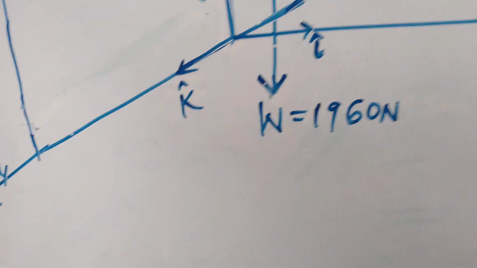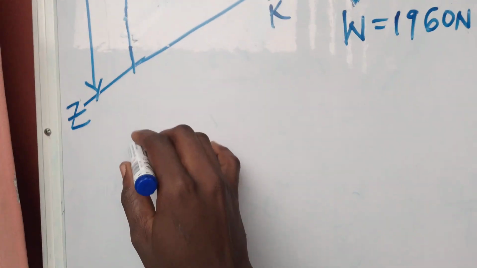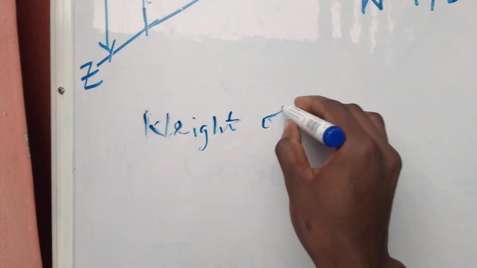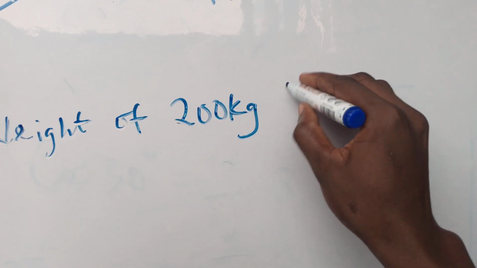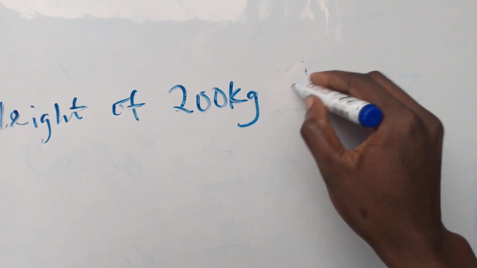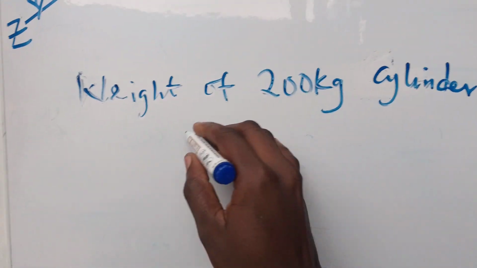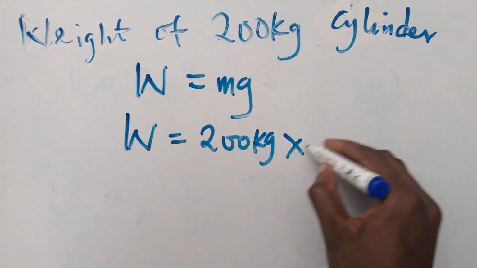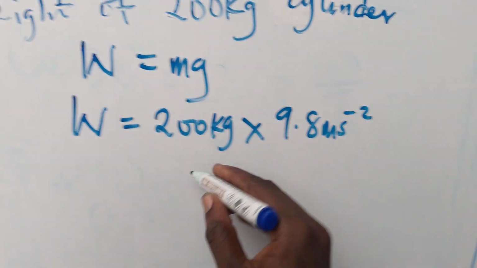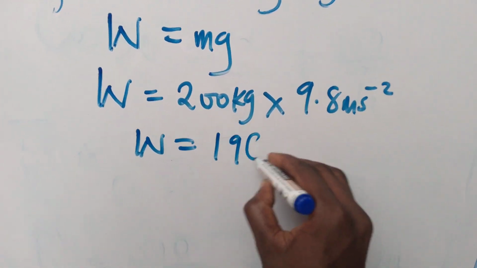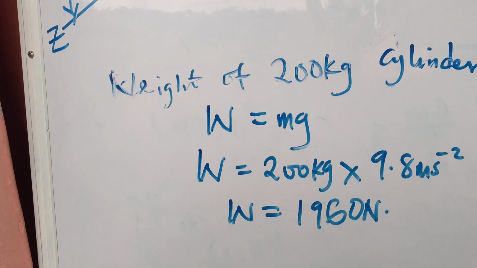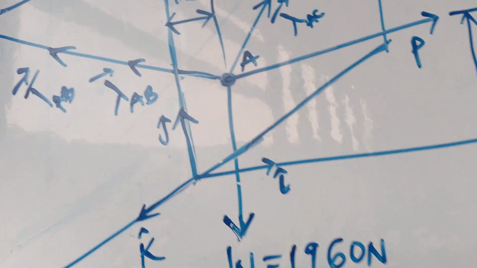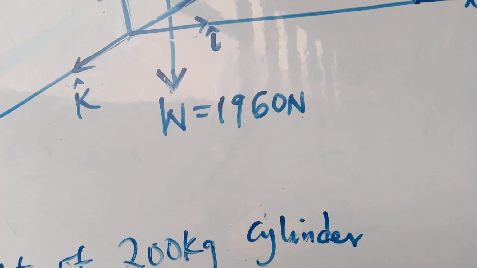Okay, then we'll first find the weight of that body, the 200 kilogram cylinder. So W is equal to mg, W will be equal to 200 kg times the acceleration due to gravity, 9.8 meters per second squared, and when you multiply them, you'll have that W is equal to 1960 Newton. Alright, so we have gotten the weight of the 200 kg cylinder. W equals 1960 Newton, and the weight of a body must act vertically downwards.